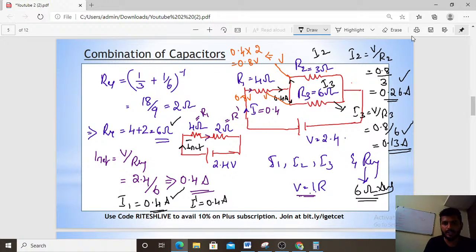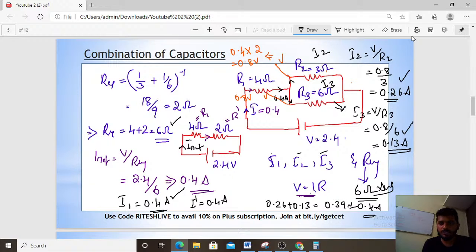Okay, so I got I1, I2, I3 and R equivalent. So that's it regarding the resistance. You can add up 0.4 plus 0.26 plus 0.13. What answer will you get? 0.39 or 0.4. Okay, so that is the incoming current, then it is distributed. That's it. So this is all about resistors.